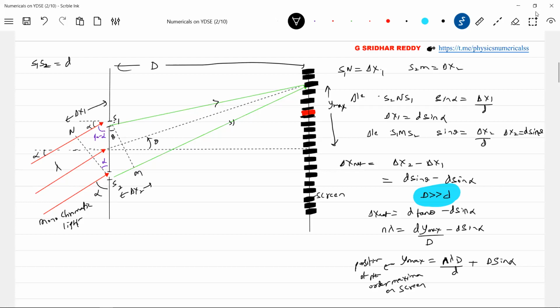So this is YCM, this quantity we'll call YCM. How do we get YCM? Put n equal to 0. So for n equal to 0, YCM equals d sine alpha. Similarly, I want the order of interference at the axis. The order of interference at the axis, y equal to 0, is equal to n axis equals capital D by small d plus d sine alpha.